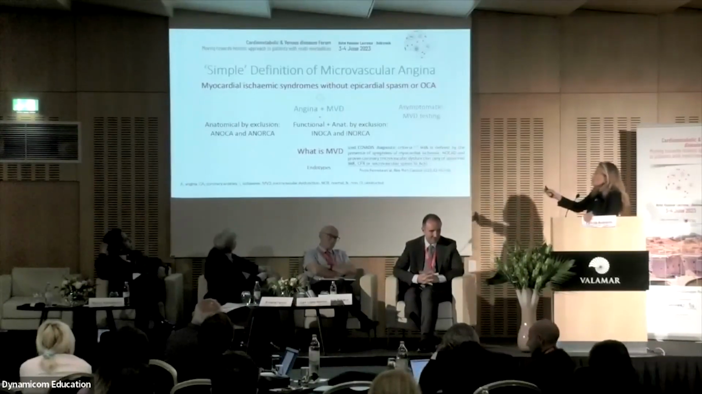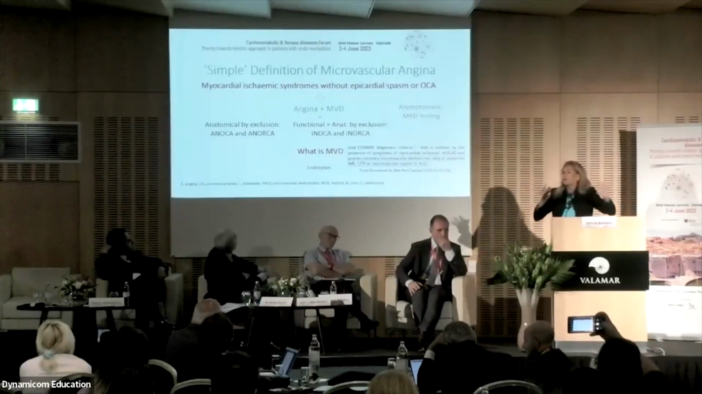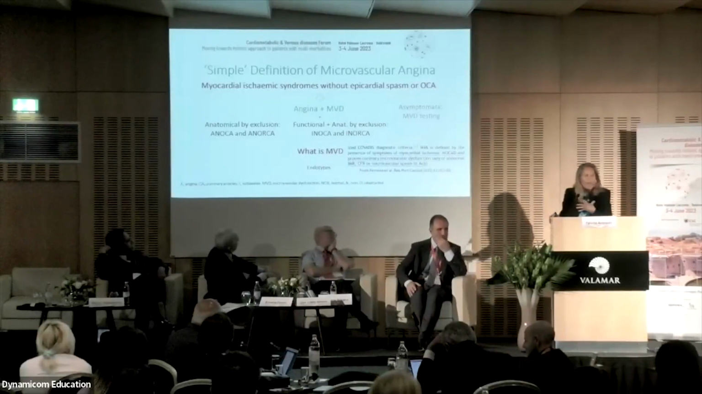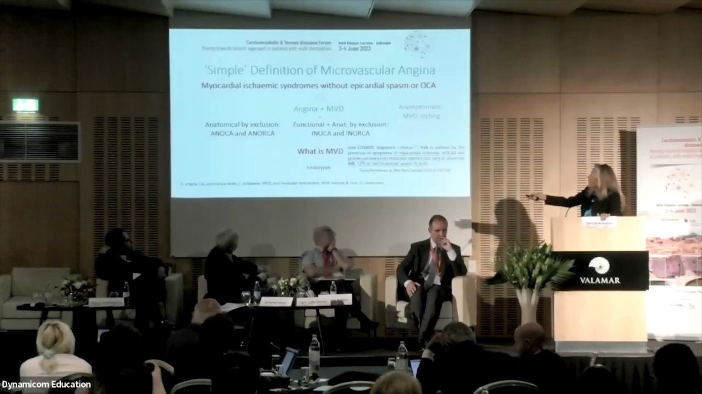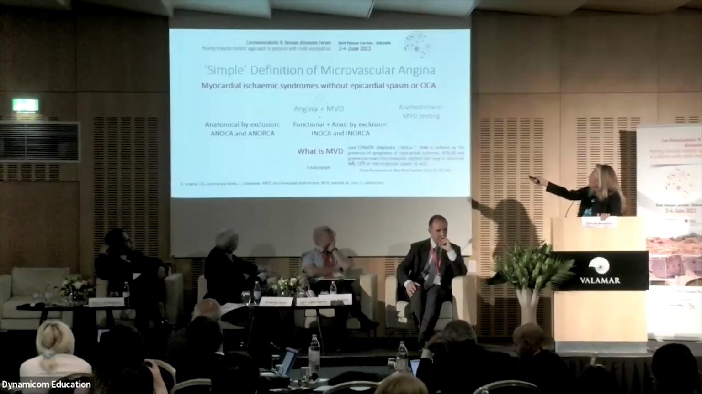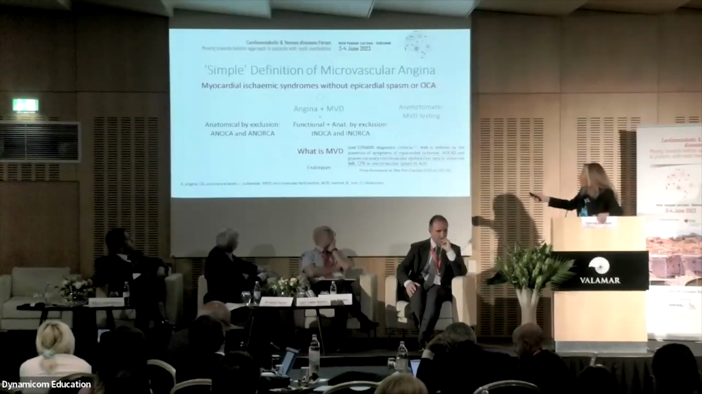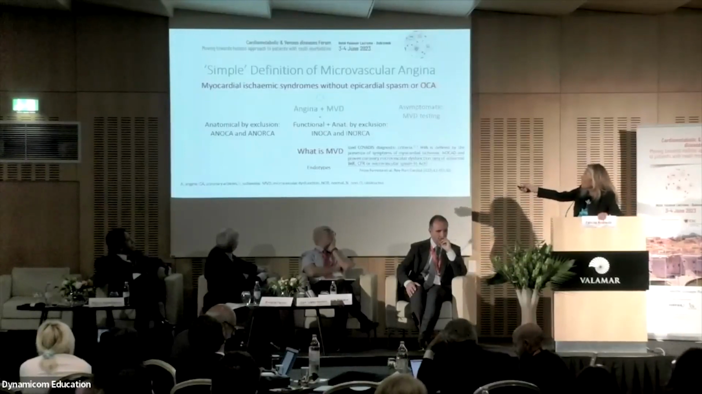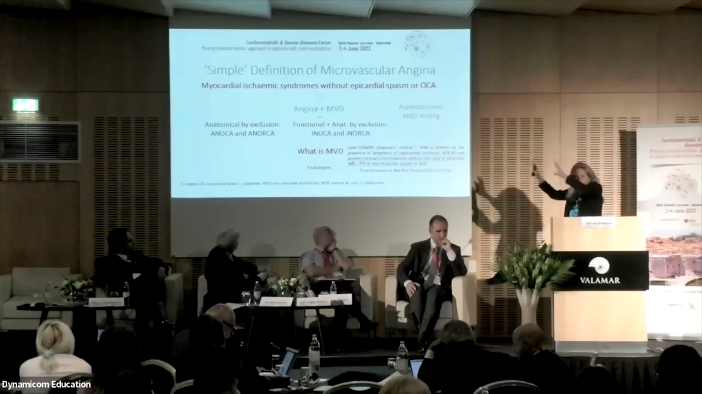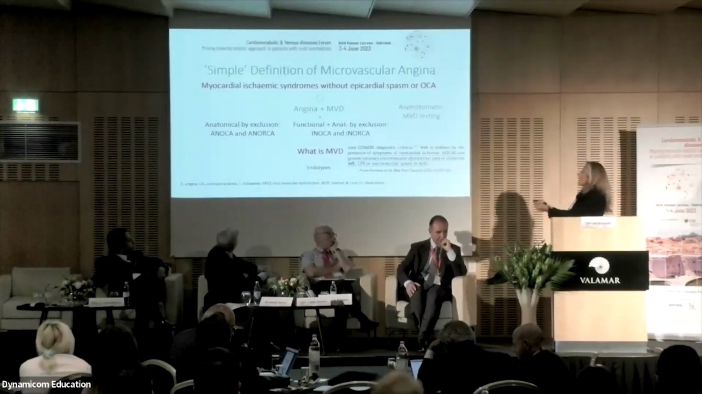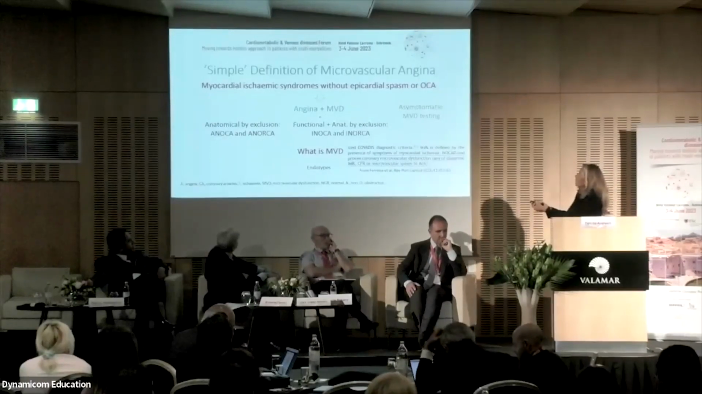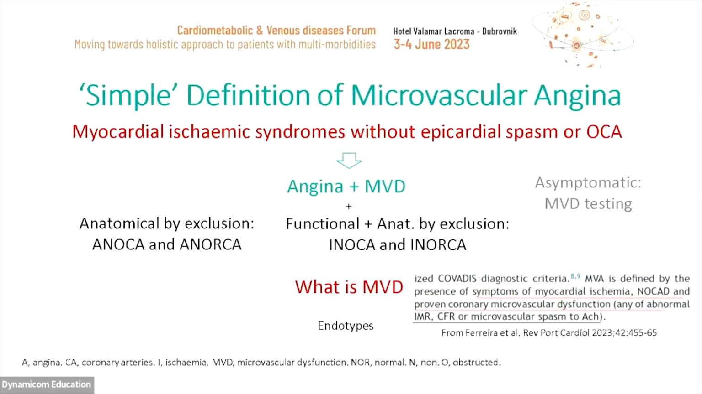So the simple definition is one based on terminology, microvascular angina. So it's someone who has chest pain, presumably of ischemic origin, not related to epicardial obstruction. And therefore, I would say myocardial ischemic syndromes without either epicardial spasm or obstructive coronary artery disease. And I think we all agree this is quite simple. Then we have angina where, since it's not epicardial, it is presumably microvascular disease. We exclude obstructive coronary disease anatomically, and we have angina with non-obstructive coronary arteries, or what I would introduce as another side of the coin.